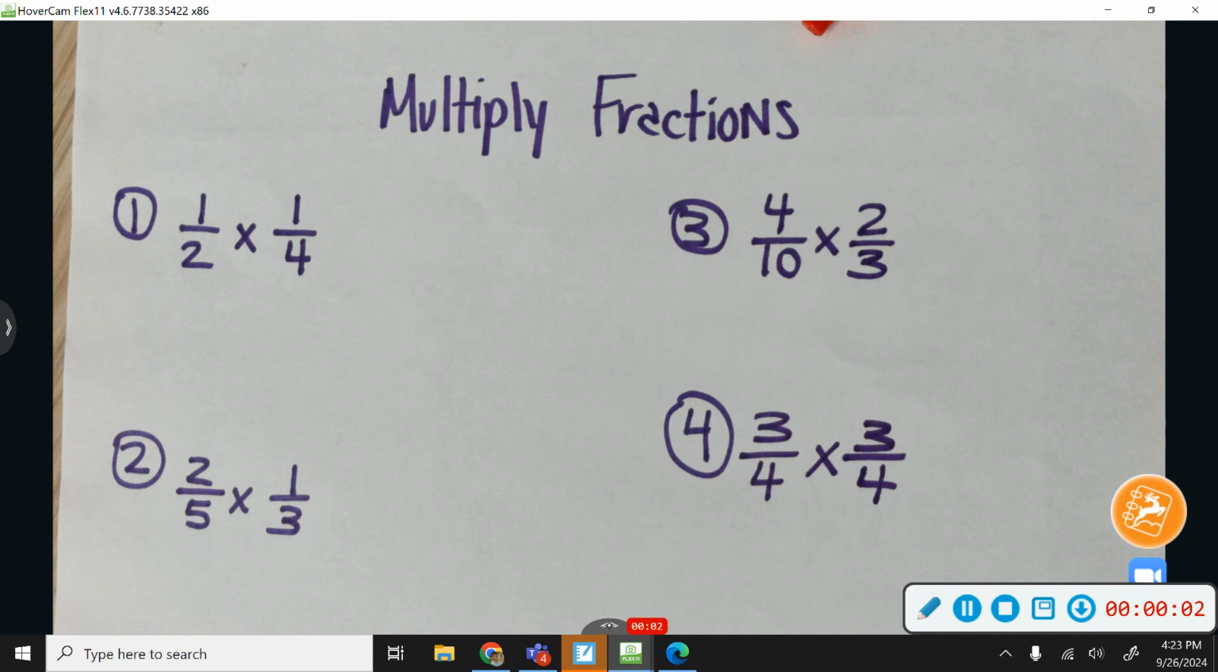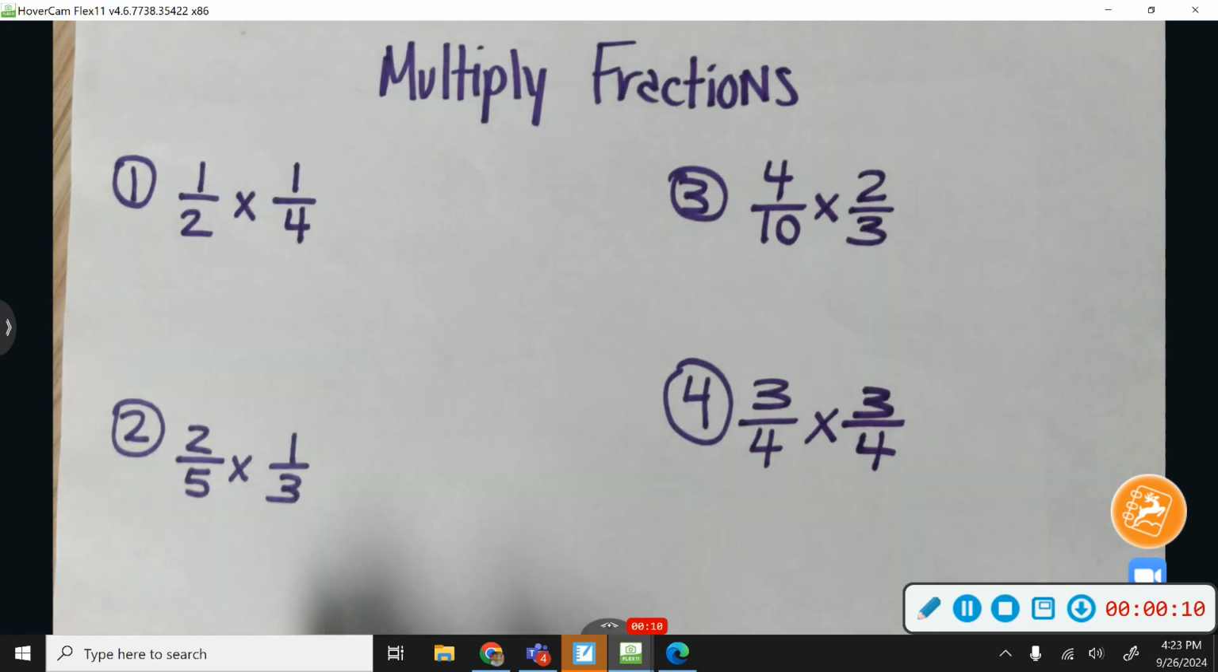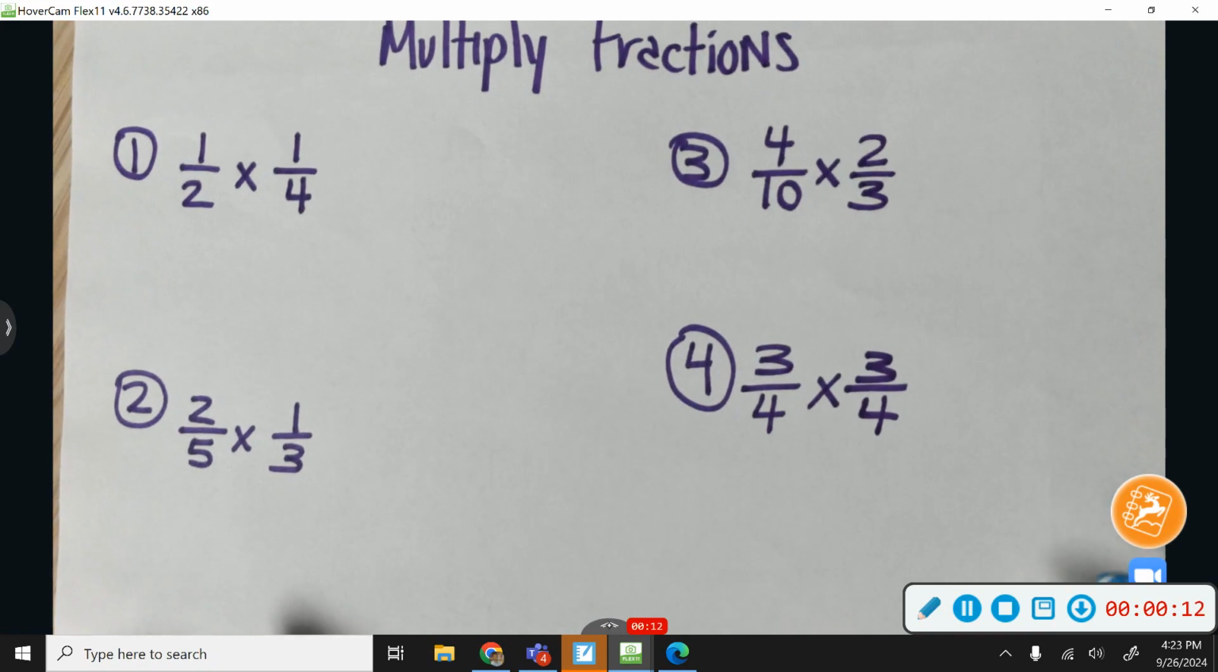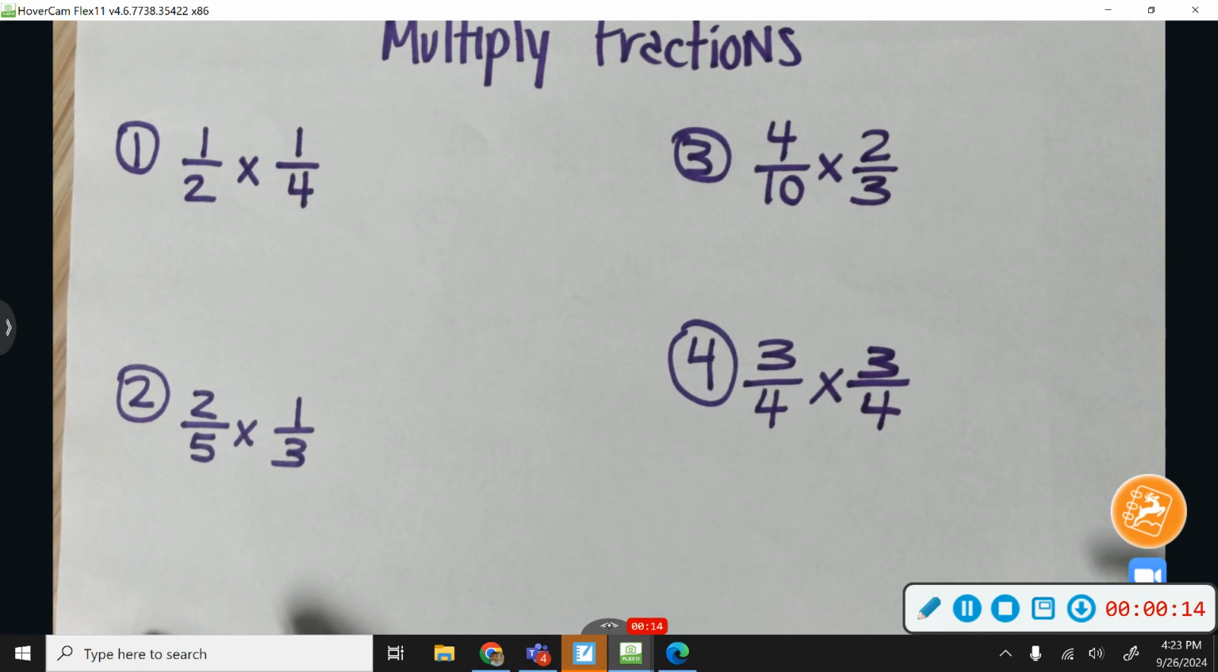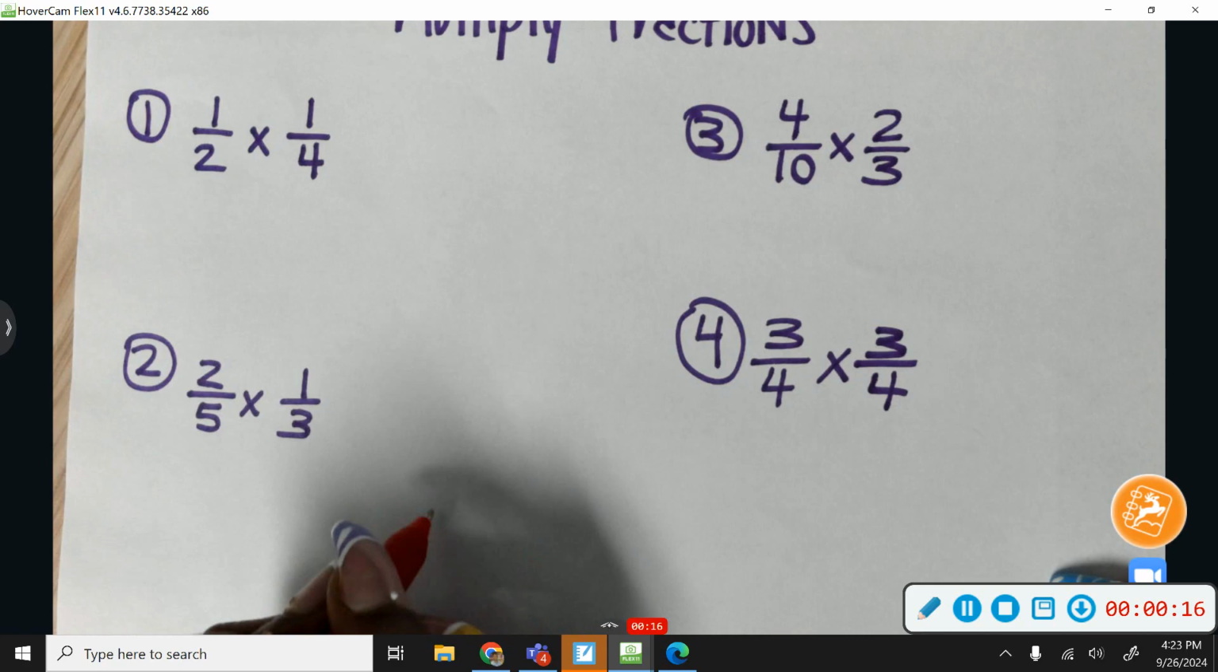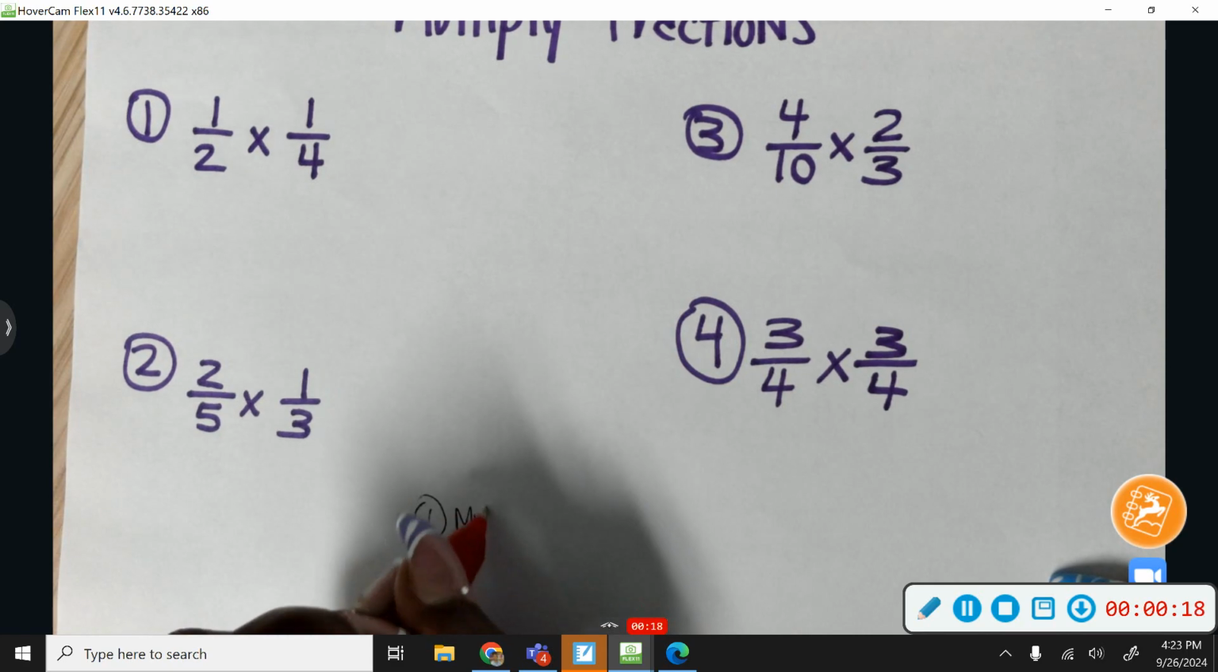Okay, so today I'm going to show you how to multiply fractions. It is done by 3 easy steps. So I'm going to just write them down there, and then we'll go ahead and look at some practice problems. So our first step is, of course, we're just going to multiply my numerator.